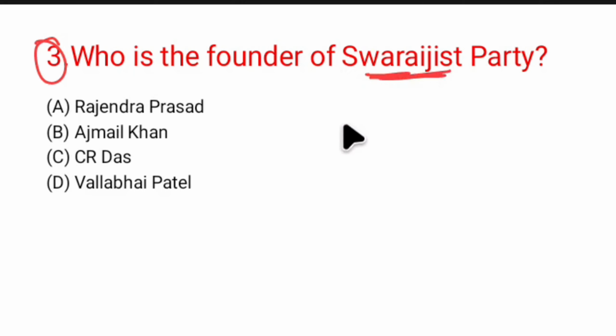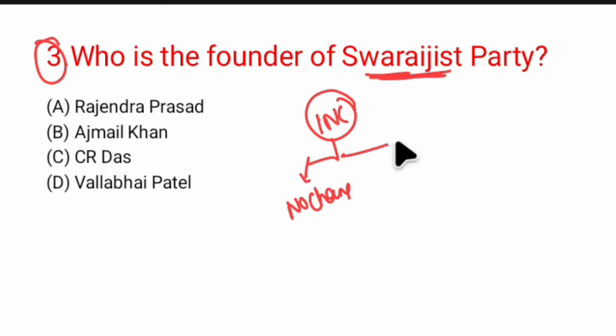What has happened? After Gandhiji's arrest in the year 1922, he was released in the year 1924 because of health reasons. During the time Gandhiji was in jail, there was a split in the INC. One was the No-Changers, and the other one was the Swarajists.